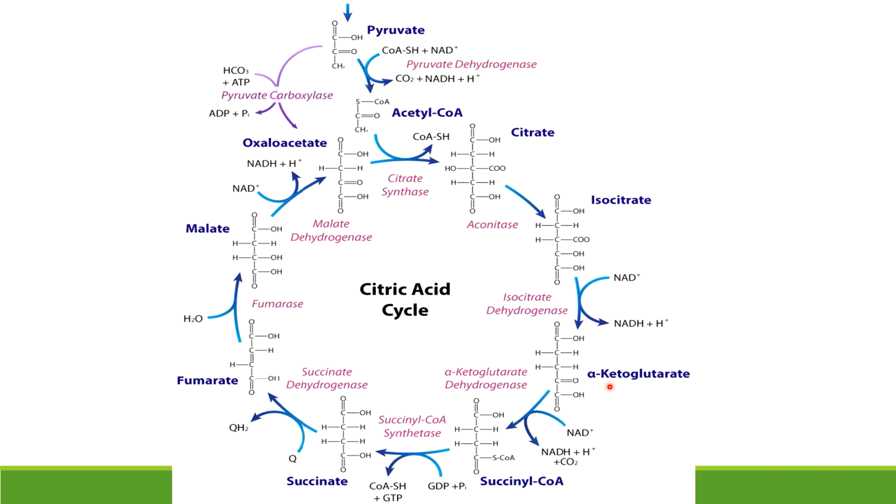Alpha ketoglutarate is converted to succinyl CoA, and in this step NADH is produced and another molecule of carbon dioxide is lost. The reaction is catalyzed by alpha ketoglutarate dehydrogenase. Now the succinyl CoA is converted to succinate by the enzyme succinyl CoA synthase. Here it is a substrate level phosphorylation resulting in the formation of GTP. Coenzyme A is released. The GTP is converted back to ATP.